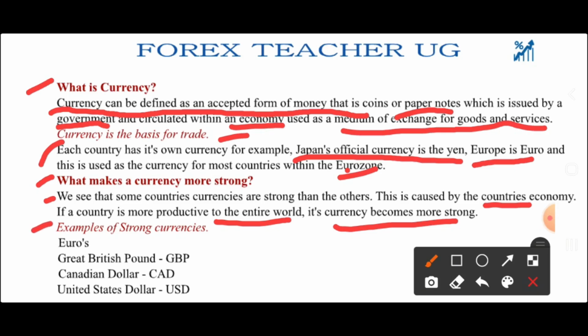So let's look at examples of strong currencies. We have the euro, we have the Great British Pound, which is GBP, the Canadian dollar, which is the CAD, and the United States dollar. Of course, we also have others which are strong, but these are some of the examples of the currencies that we find that are really, really strong in the economy. Even the Japanese yen is also strong, and the Swiss franc, the CHF, is also strong. So we shall be looking at them as we go on with our course.